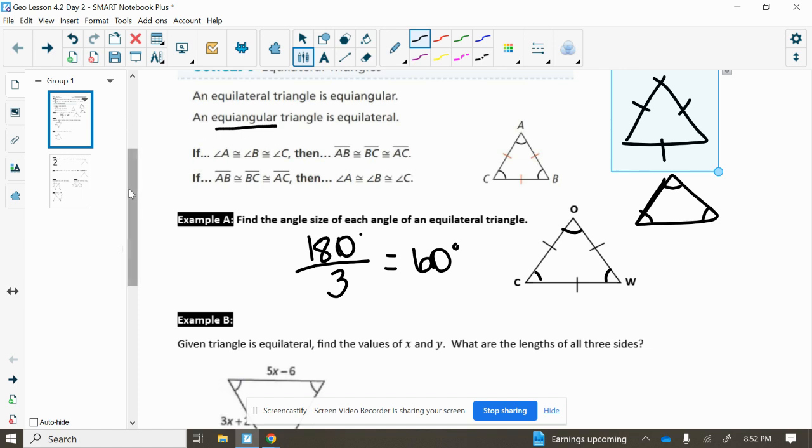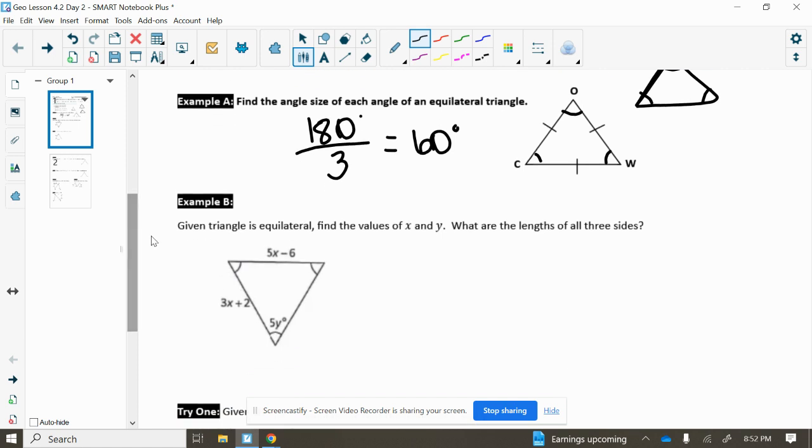Now, in example B, they're telling you we have this equilateral triangle. And again, we know it's equilateral because these three angles are the same size, marked on the picture. So we know all three sides will also be the same size. We want to find the values of x and y and find the lengths of our sides. Well, let's start with y.